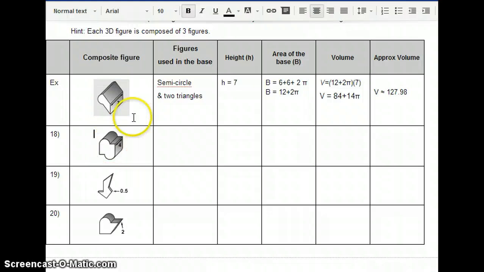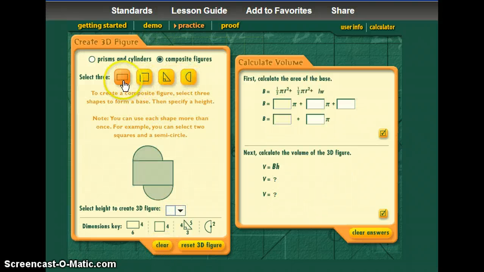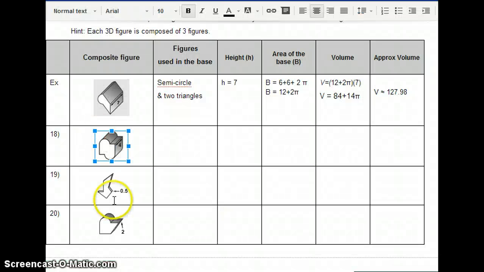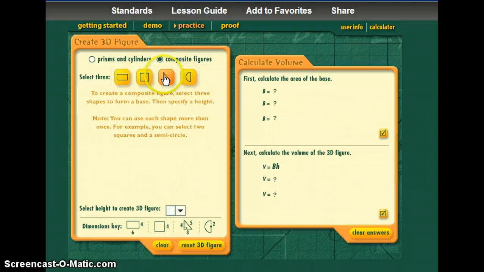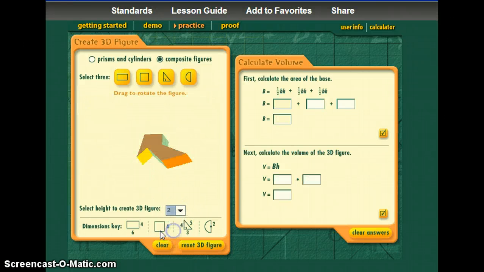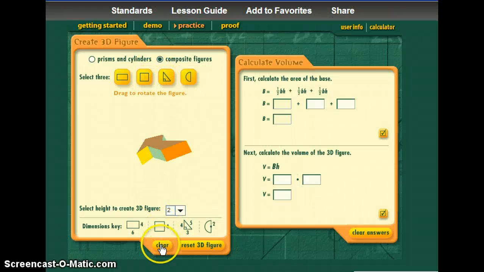The next one looks like it's two semicircles and a rectangle. And that's what it gave us. And again, you put whatever height you'd like, but that's how you would construct that one. This one's kind of tricky. It actually turned out to be 3 triangles. Took me a little bit to figure out what figure that was. Again, you have 3 triangles with the dimensions listed below. Pick a height in your table and then calculate the volume. And then finally, it looks like a triangle, semicircle, and square possibly.